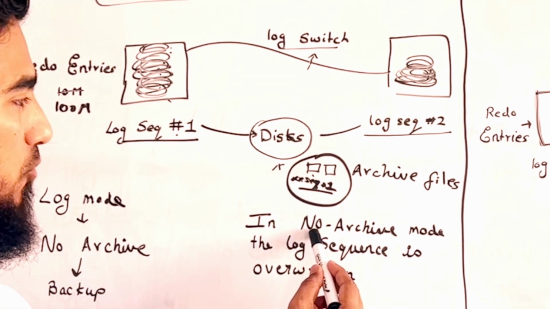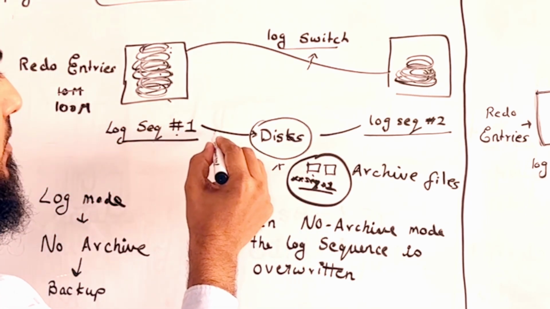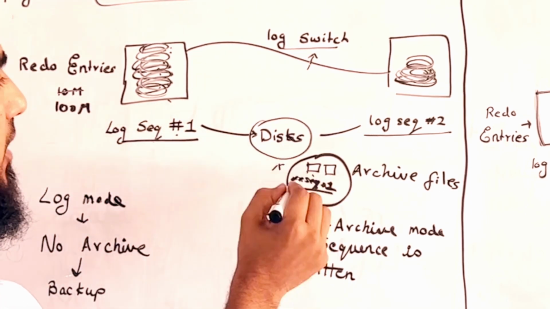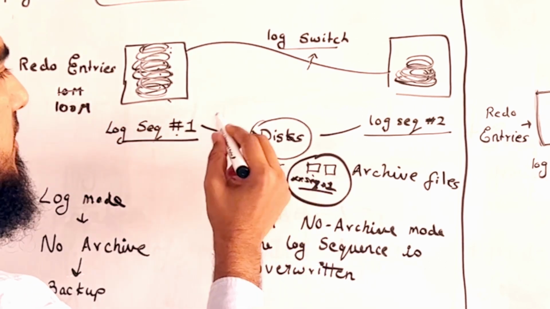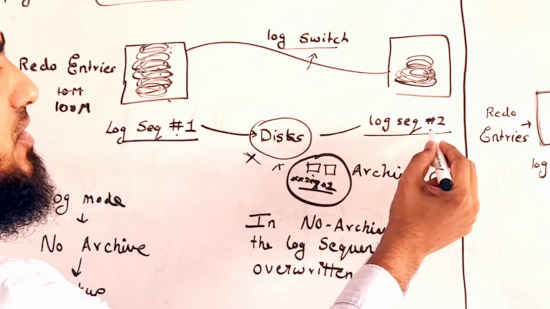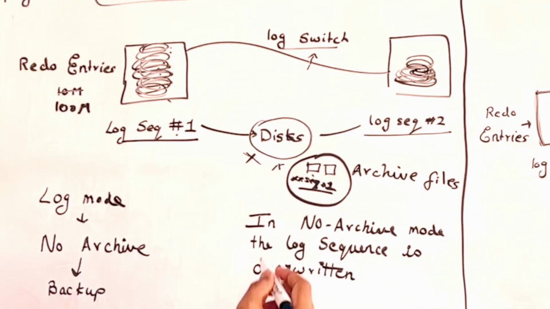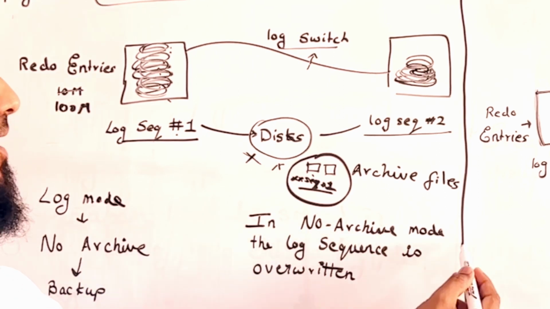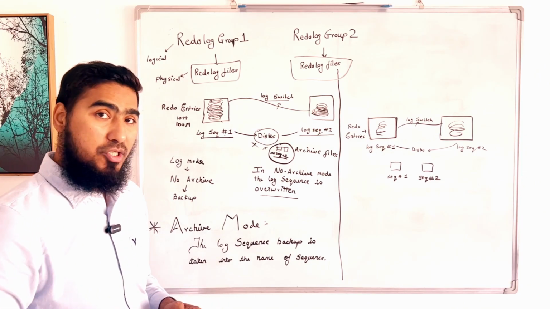In no archive mode, that means if a log switch happens, it is not writing to the disk. This is not happening. It's not writing to the disk. The log sequence is changing to log sequence 2 and redo log has been written. So in no archive mode, the log sequence is overwritten. How is that possible?